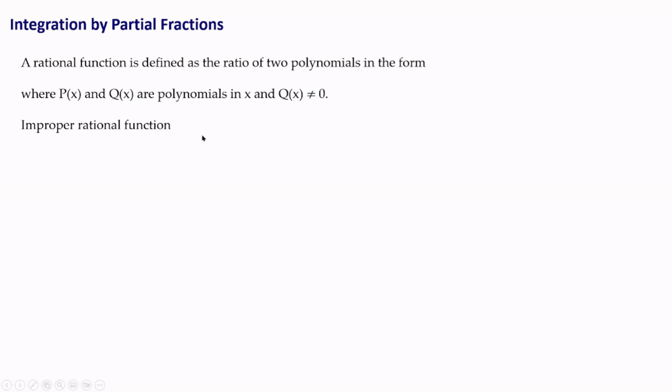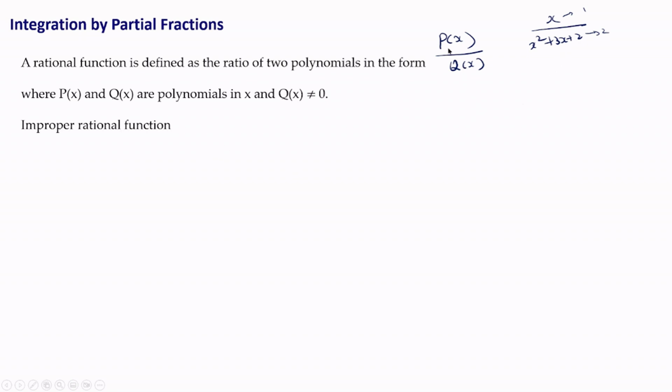Next we have the next topic, which is integration by partial fractions. So a rational function is defined as the ratio of two polynomials in the form p of x upon q of x, where p of x and q of x are polynomials in x and q of x is not equal to 0. Now when the degree of p of x is less than the degree of q of x, say for example if we have x upon x square plus 3x plus 2, here the degree in the numerator is 1 and in the denominator it is 2, then such functions are called proper rational functions.